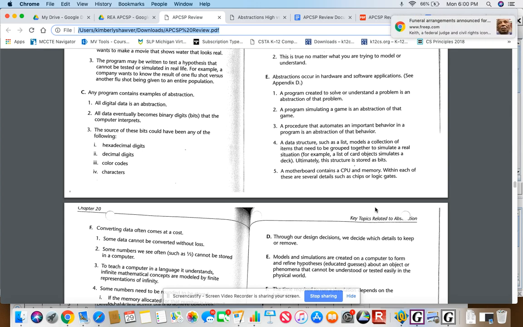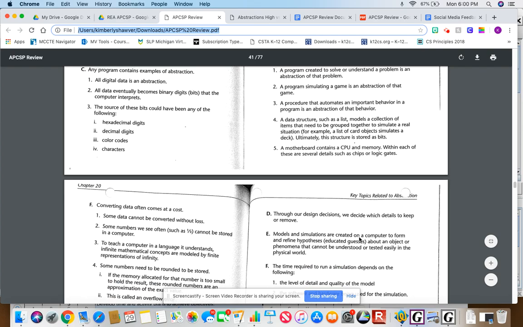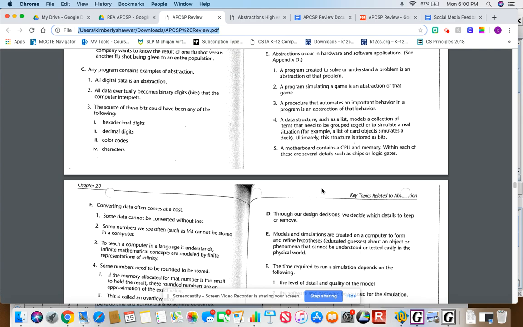Abstractions occur in hardware and software, and again, it's referring to Appendix D. A program created to solve or understand a problem is an abstraction of that problem. A program simulating a game is an abstraction of that game. A program that automates an important behavior in a program is an abstraction of that behavior.